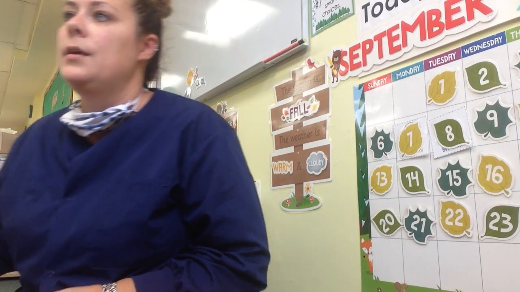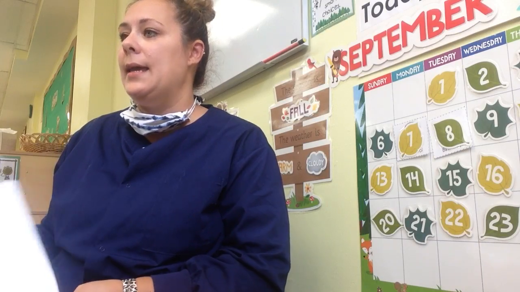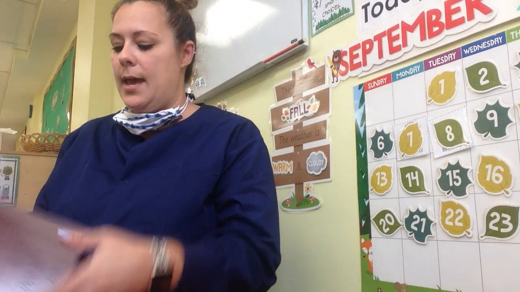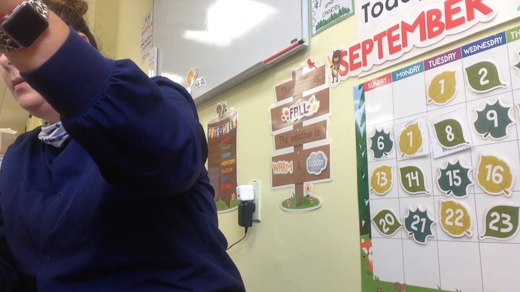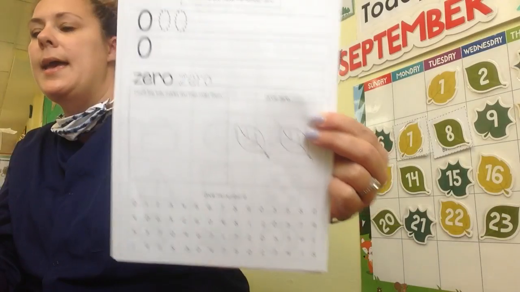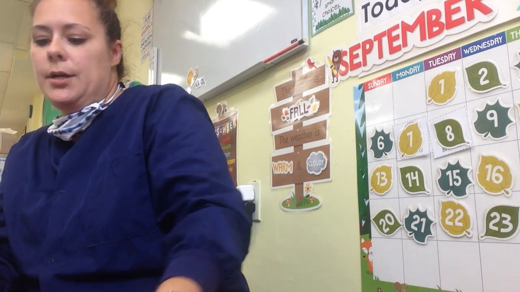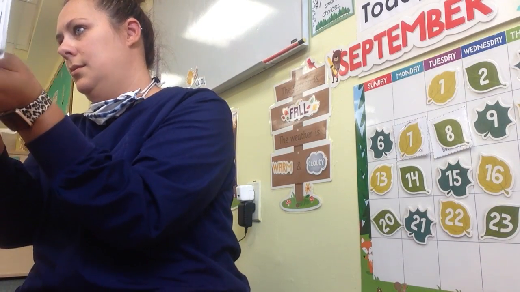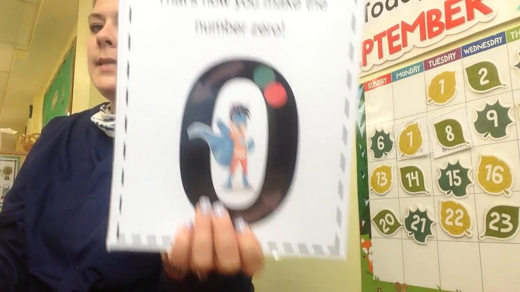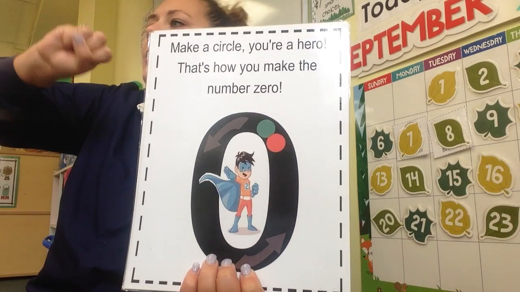All right, so in your packet yesterday. Hey, Aiden, listen. In your packet yesterday, did anybody do a page that looked like this? If not, that's okay. You can do it today because we're just going to learn about this number today. This is the number 0. Everybody say 0. 0 means that you have none. You have nothing. This many.